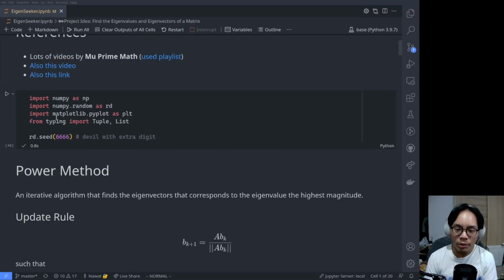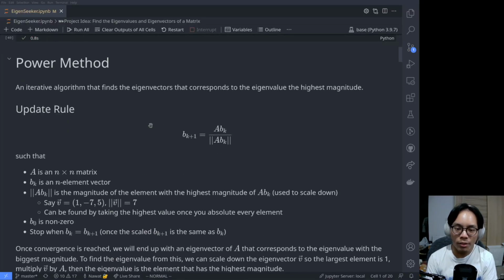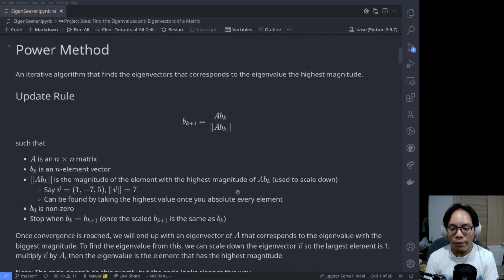So at the top right here, we have some import statements, doesn't really matter. And the rest of the notebook is separated into three-ish parts. The first one would be power method. The second one would be shifted inverse power method, and the last one is the Gershgorin circle theorem. So let's get started with the first one.